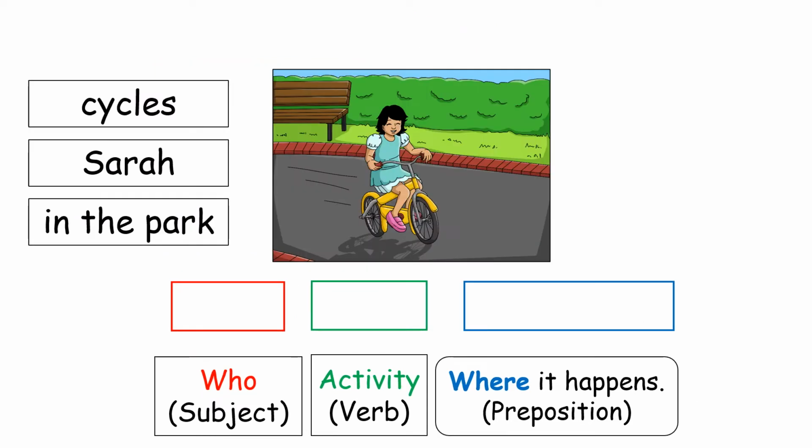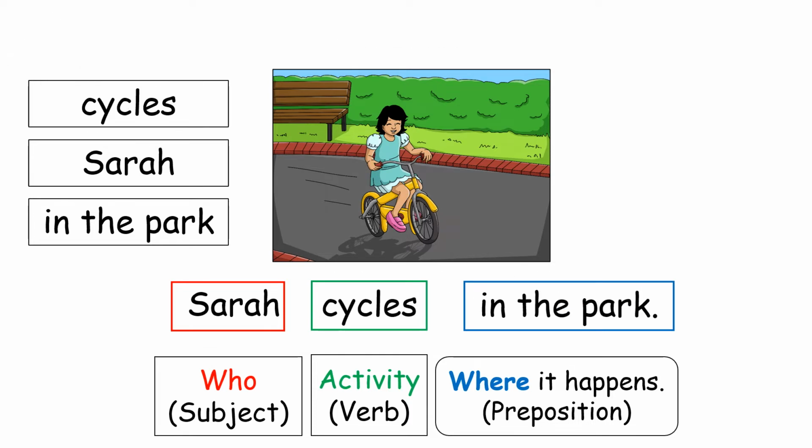Let's try this. The keywords are cycles, Sarah, in the park. Place them in the correct boxes below. So who is the subject? Sarah. What is she doing? Cycles. And where is she at? In the park. So this is another way to form a sentence structure.